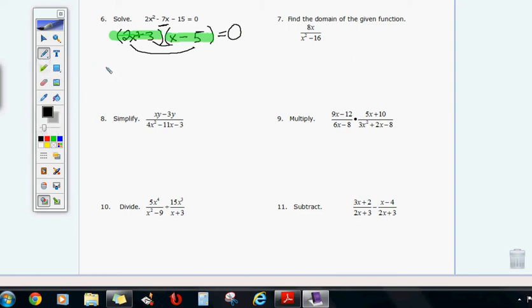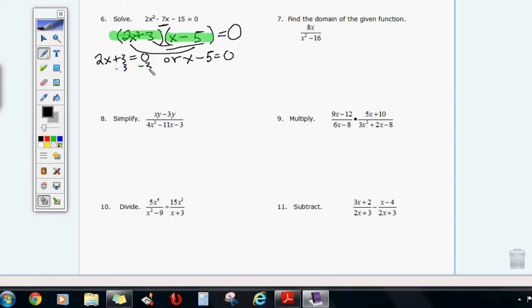Okay, so I'm going to take this 2x plus 3 and I'm going to say, hey, that could be one of the items that gets me 0. Or this second one here could be 0. So, x minus 5 equals 0. Well, I'm going to solve each of these now.